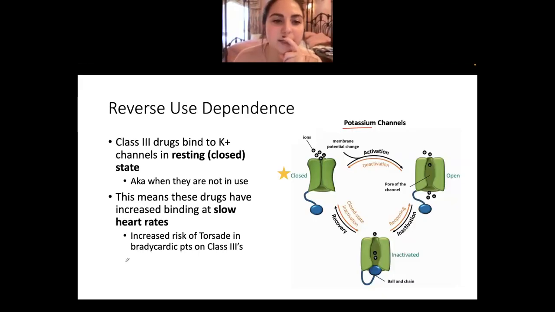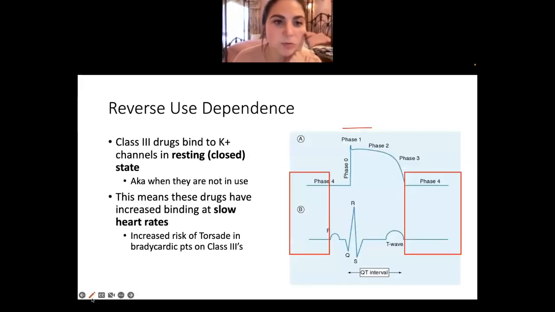So what I mean by this is these drugs are really good. You would give class 3s anytime that you have bradycardia, so a very slow heart rate. The reason is you would have longer phase 4s, a longer time period between the T wave and the start of the next P wave. That would be a lot longer in a very slow heart rate. So they bind better in patients that are bradycardic. Again, if you have a bradycardic patient that you start with a class 3, they're at very high risk for torsade.